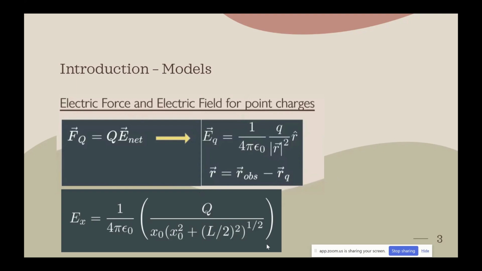And then for lab 2, we're going to add to this, and we're going to use this formula to find the electric field of a line charge. So that's KQ over x times the square root of x squared plus L over 2 squared, where Q is the charge, x is the separation distance, and L is the length of the line.